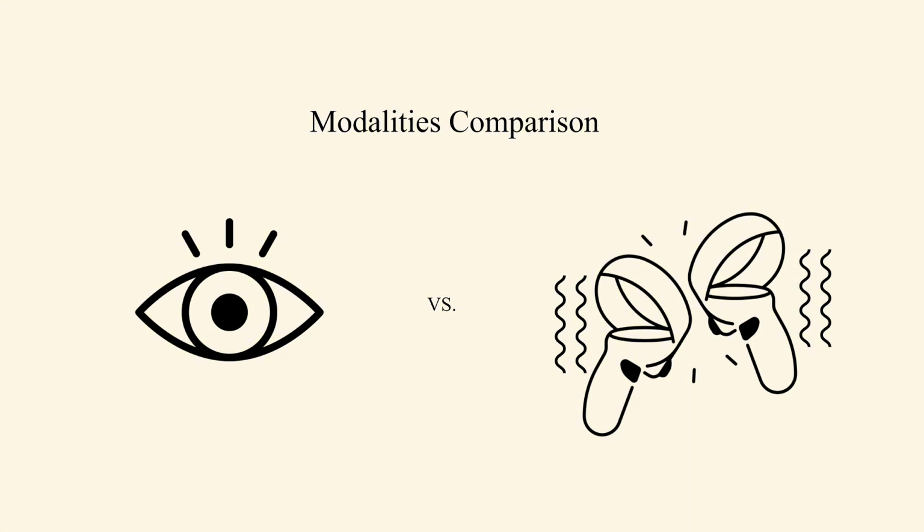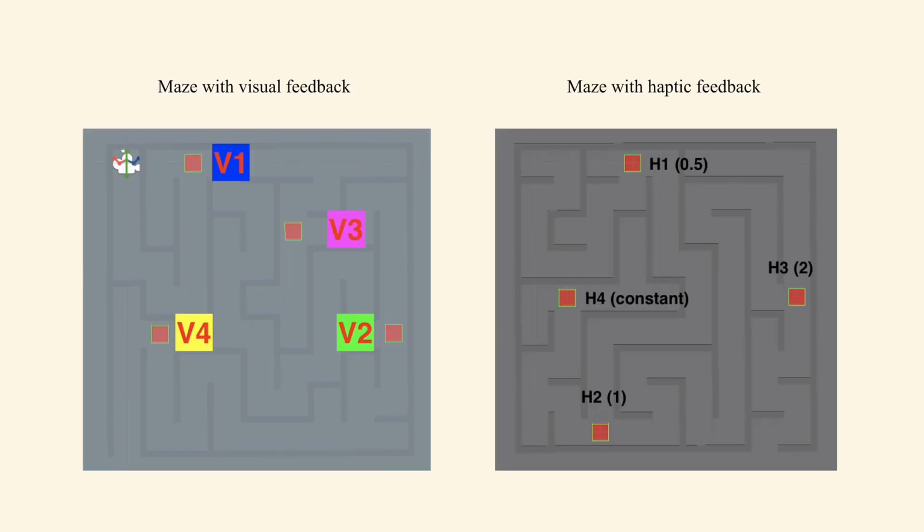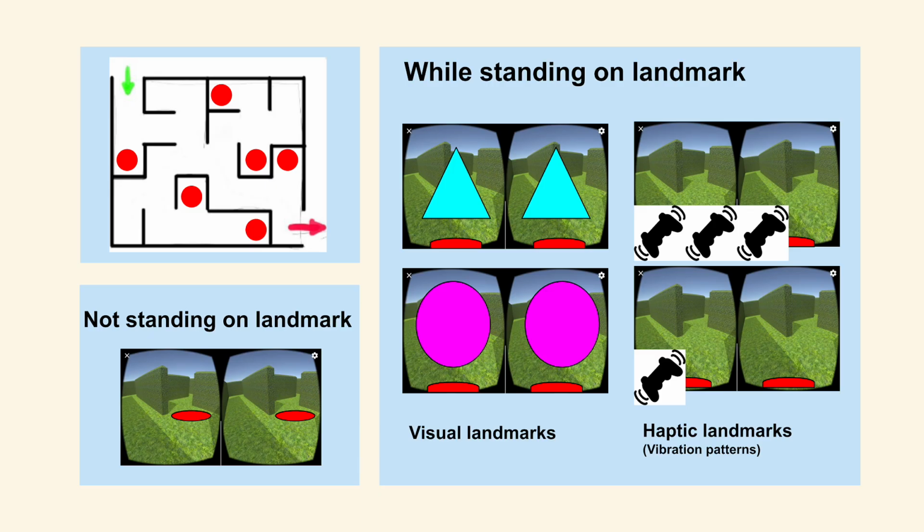To do this, we designed two different mazes with landmarks. One maze with visual feedback and the other one with haptic feedback in the form of vibrations. The visual feedback mimicked the typical reliance on sight for navigation, while the haptic feedback simulated the use of touch to perceive and navigate surroundings, particularly in low vision scenarios. We set up the game using Unity and the Meta Quest VR headset with belonging controllers.